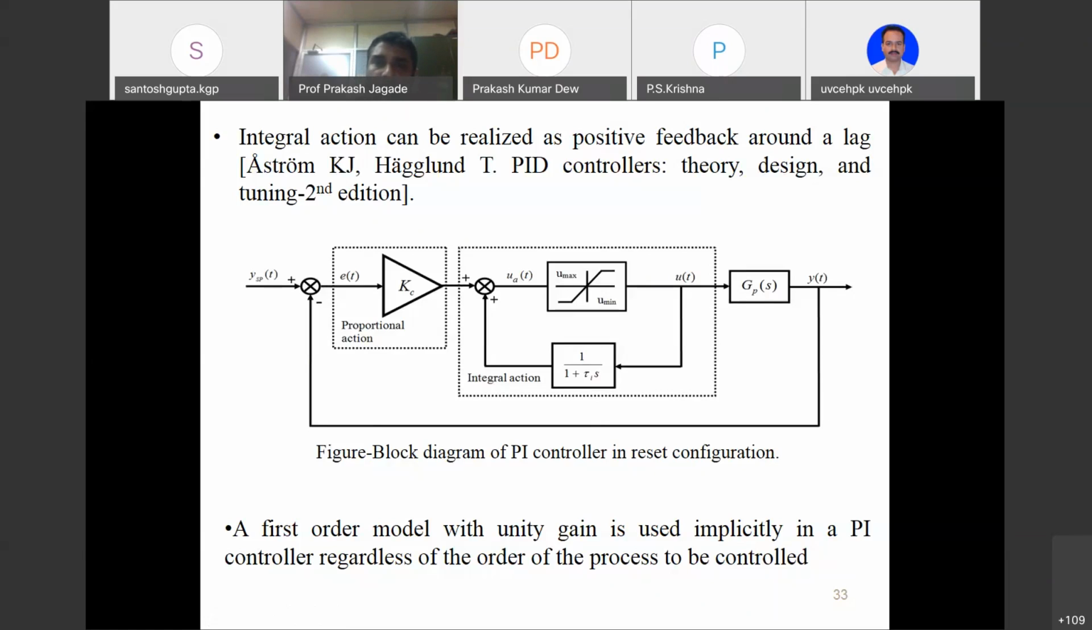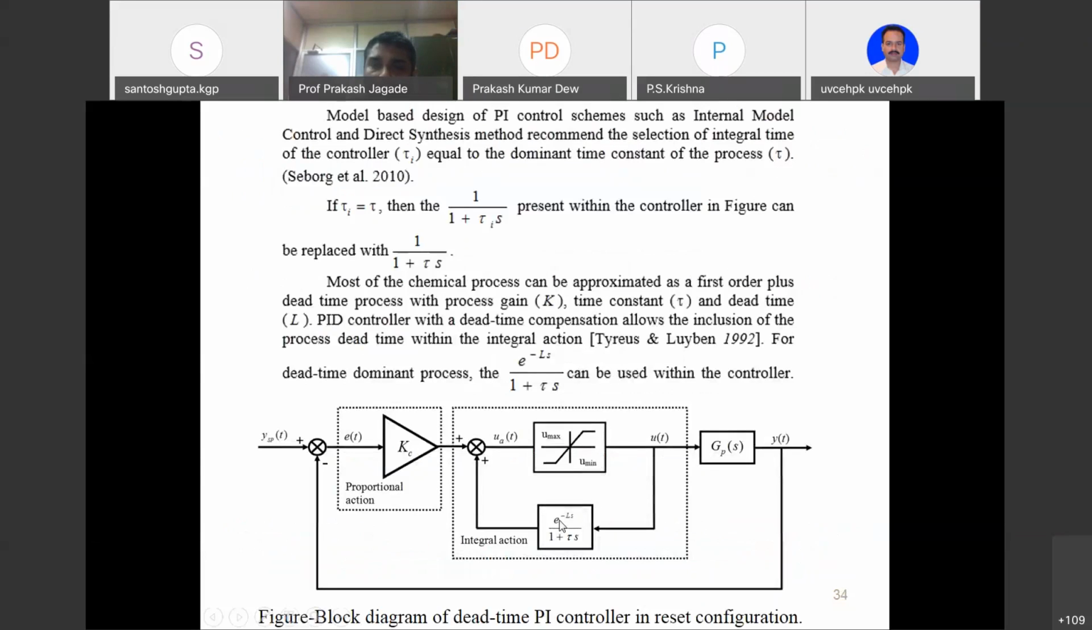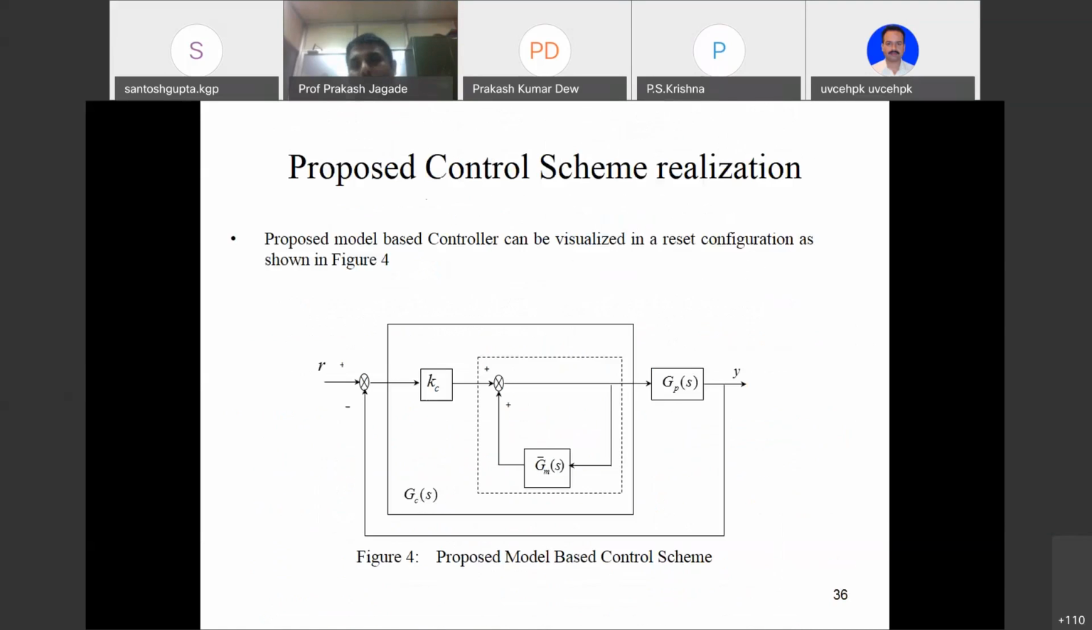Here we are going to use the gain-free part of the transfer function. As a result, there is only one tuning parameter, which is Kc. So in our proposed control scheme, there is only one tuning parameter, Kc. By properly selecting this value of Kc, one can achieve satisfactory closed-loop performance. And then we tried this on various processes.